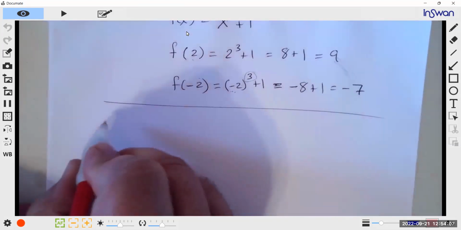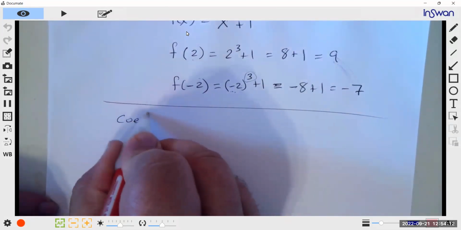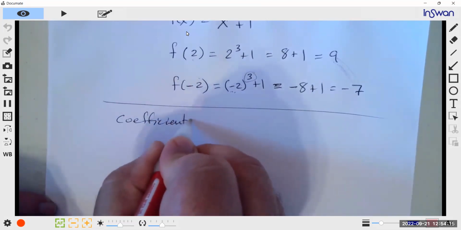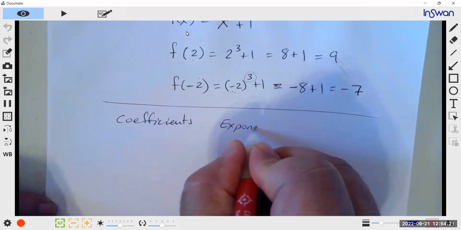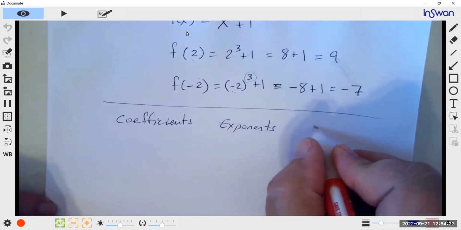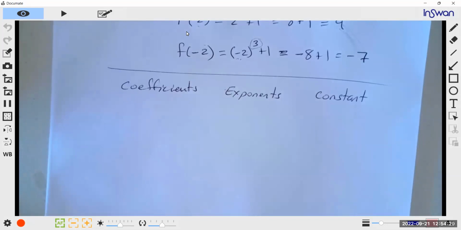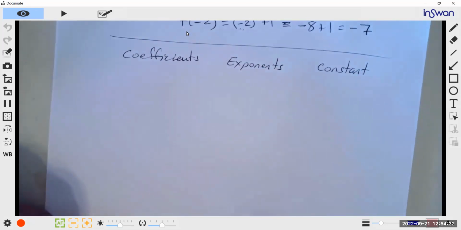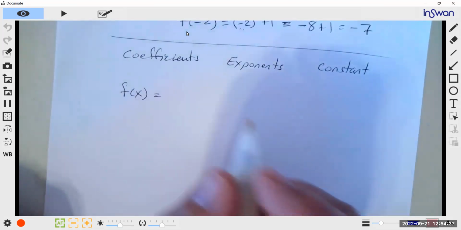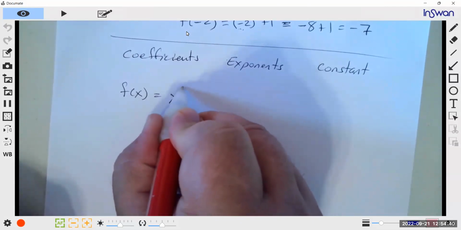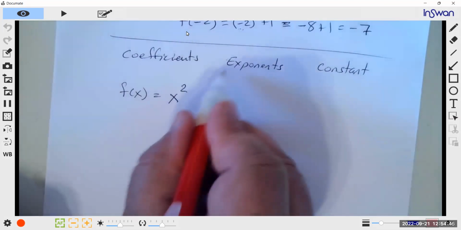Let's look at some examples. Because we have to look at some possibilities with coefficients, exponents, and constants, numbers. Each one of those will give us a different possibility. So let's see. Let's look at even exponents. Let's look at the exponents first.